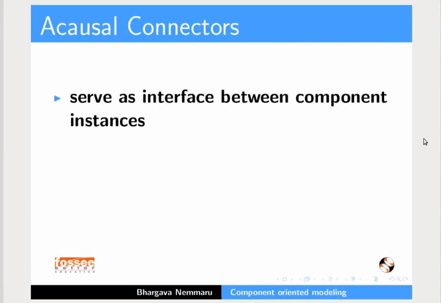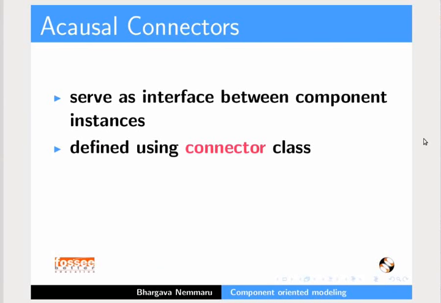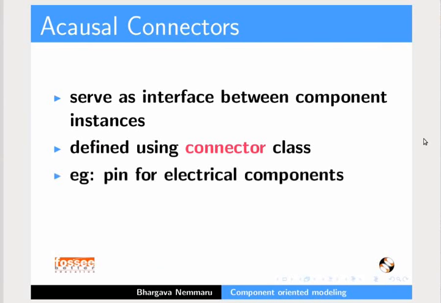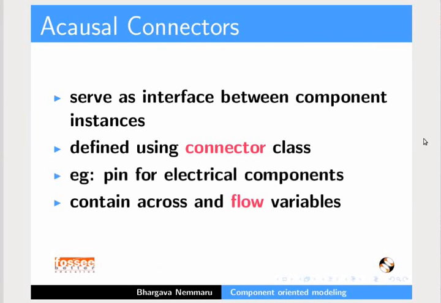Acausal connectors serve as the interface between component instances. They are defined using the connector class. For example, pins can be used as connectors for electrical components. We will learn more about this when we try to simulate the example for an electric circuit. Connectors contain across and flow variables and they cannot contain equations.